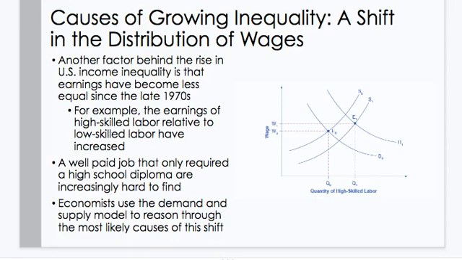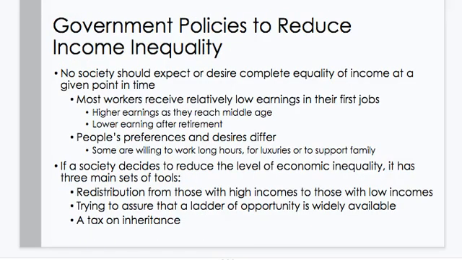Another factor behind the rise in U.S. income inequality is that earnings have become less equal since the late 1970s. For example, the earnings of high-skilled labor relative to low-skilled labor have increased. A well-paid job that only required a high school diploma is increasingly hard to find. Economists use the demand and supply model to reason through the most likely causes of this shift.